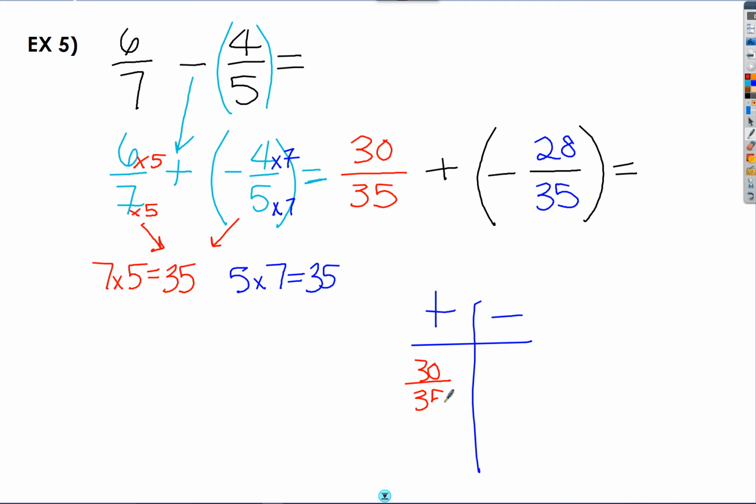30/35 of a point. I know that seems weird. My negative team in blue has 28/35 of a point. Which team is winning right now? It's my positive team that's winning. By how many are they winning? Then I would have to do 30/35, take away the 28/35. And so I end up with 2/35.